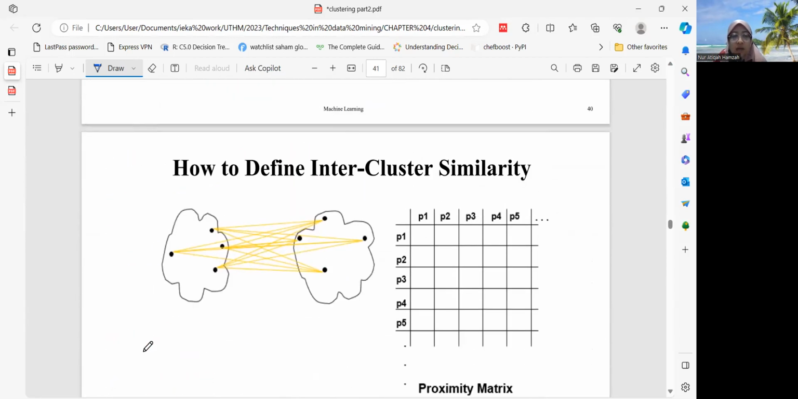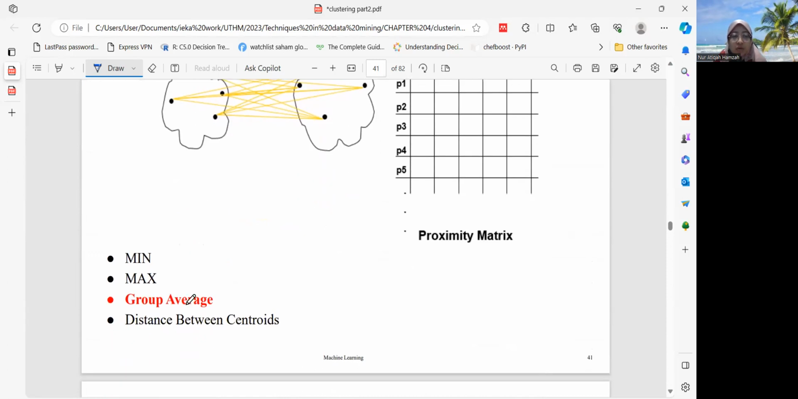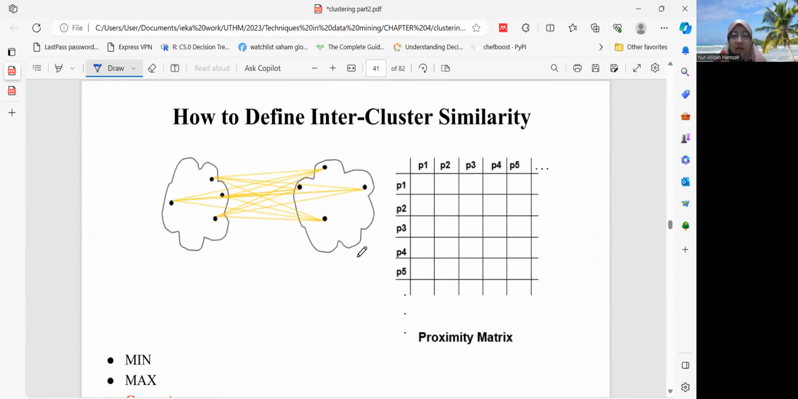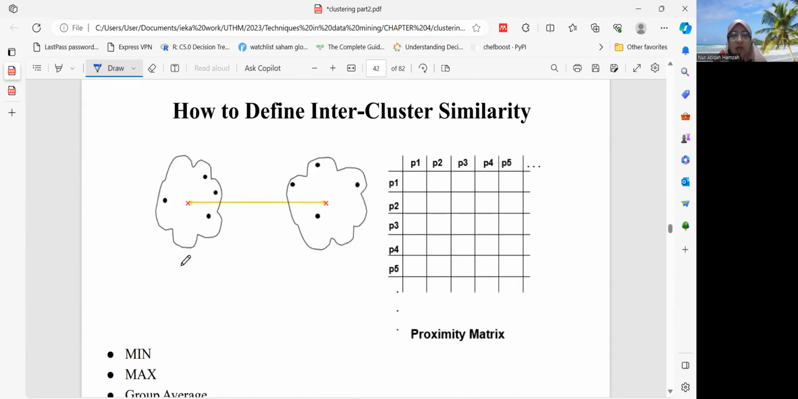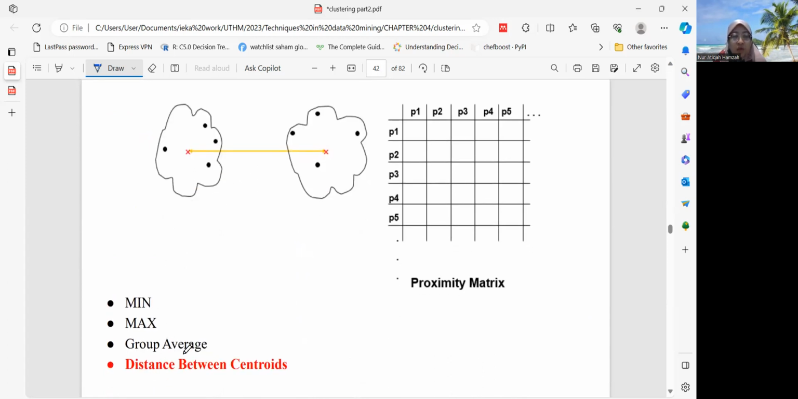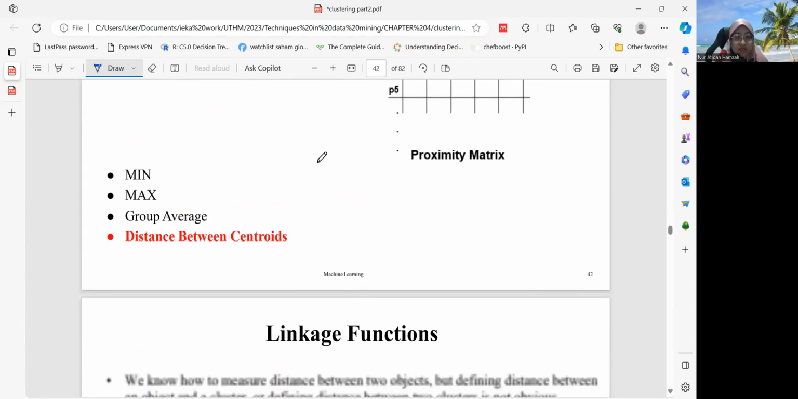Okay, and then kalau gunakan group average, it means that dia akan cari distance untuk setiap points and then find the average. And then next, if we use the distance between centroids, it means that we have to find the centroid for each of the clusters.